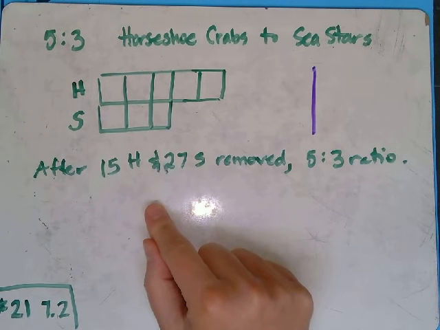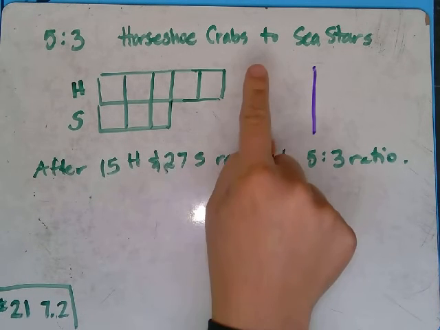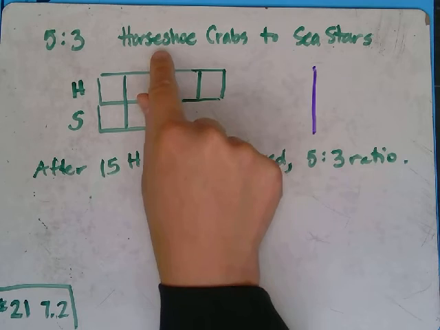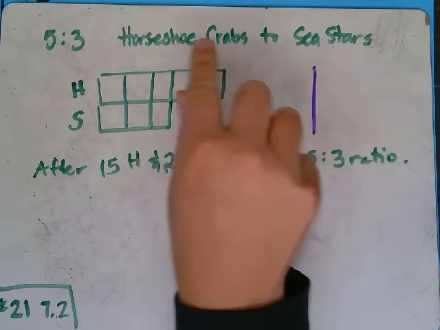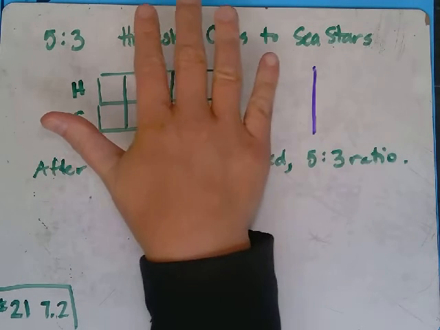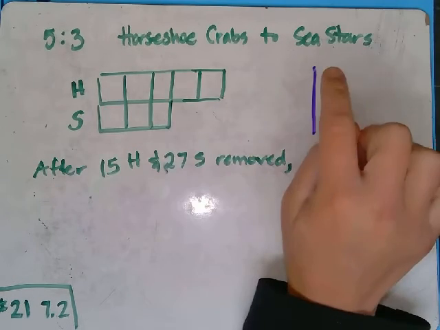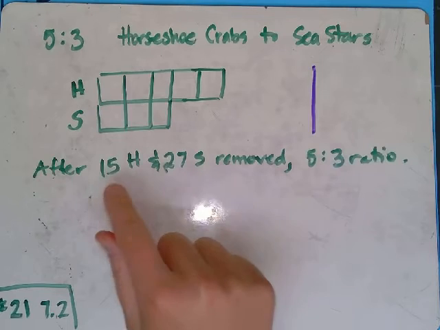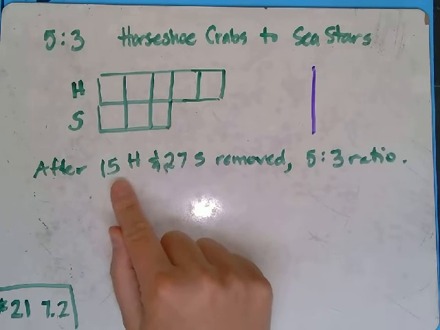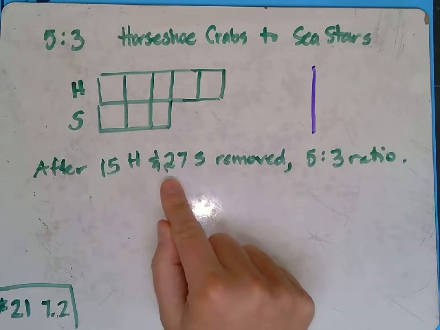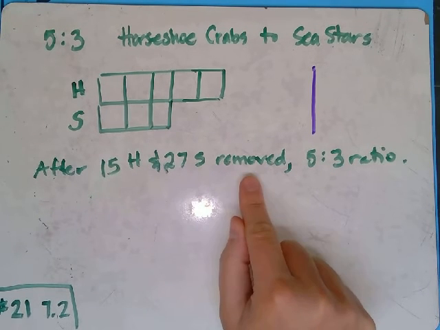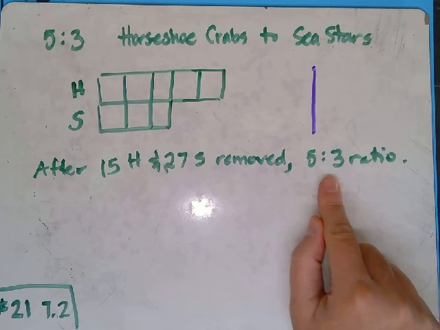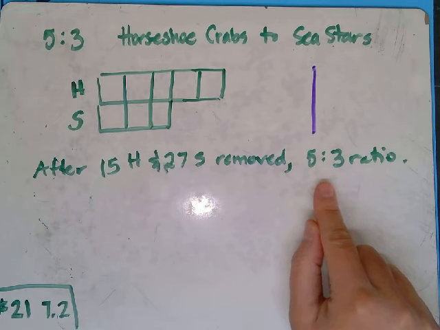So the problem reads that we have horseshoe crabs and sea stars in an aquarium, and the number of horseshoe crabs to sea stars used to be equal. So there used to be the same number of horseshoe crabs as sea stars. After 15 horseshoe crabs and 27 sea stars were removed, the ratio was 5 to 3. And you need to figure out how many we started with.